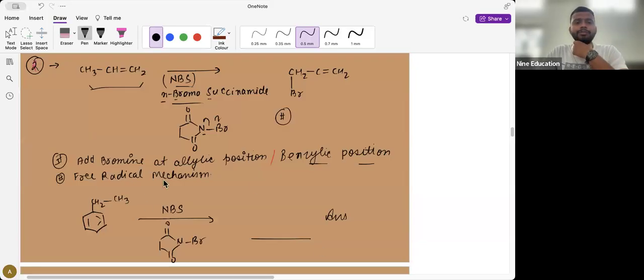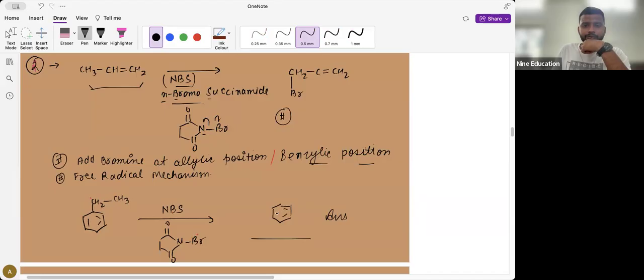Beta, this NBS is a free radical mechanism. This radical will be made where the radical is more stable, on this benzene ring. Our radical will be more stable on the benzylic carbon, where if I break the carbon-hydrogen bond here homolytically, the radical will be made here. And with this, our Br radical will come here. So the answer of this will be this.